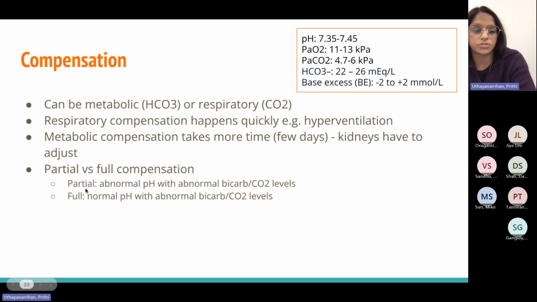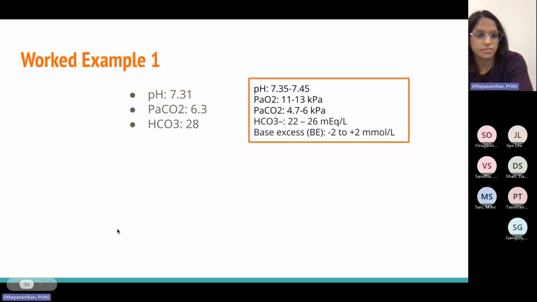You can tell between partial and full compensation, because if there's a normal pH but abnormal other values like the bicarb and the CO2, then this is full compensation. Whereas if there's an abnormal pH with abnormal bicarb and CO2, then this is partial compensation.